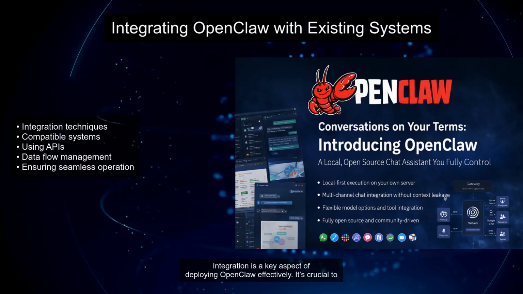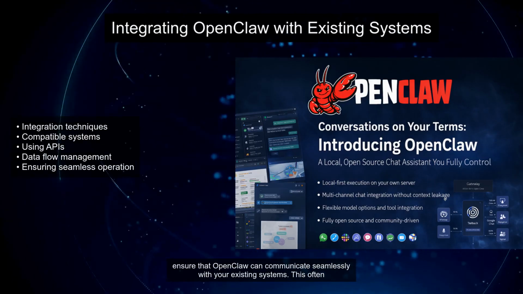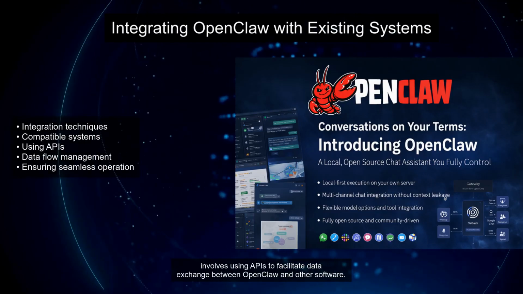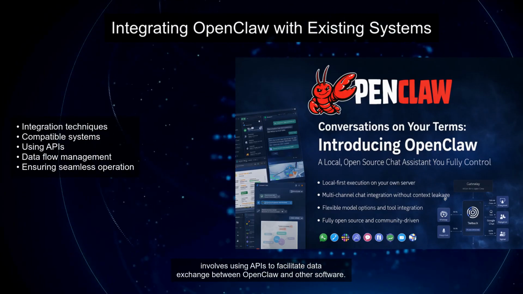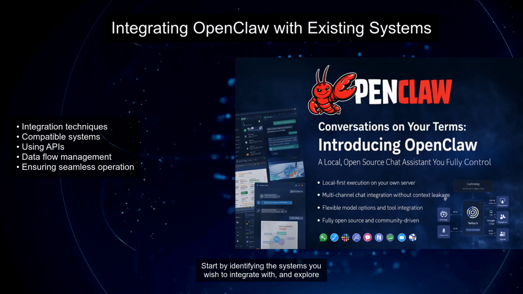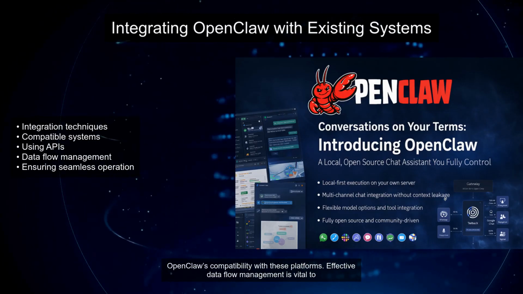Integration is a key aspect of deploying OpenClaw effectively. It's crucial to ensure that OpenClaw can communicate seamlessly with your existing systems. This often involves using APIs to facilitate data exchange between OpenClaw and other software. Start by identifying the systems you wish to integrate with, and explore OpenClaw's compatibility with these platforms.